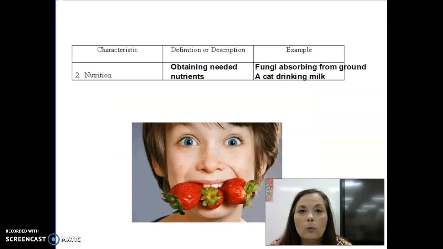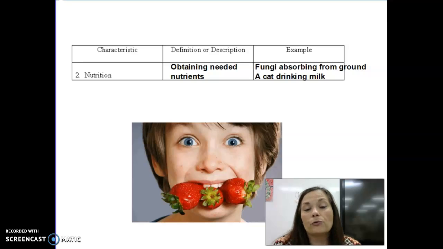All right, the second one is nutrition. Every living thing has to find nutrition somehow. So obviously for us and your dogs and your cats and things like that, it is eating. But not all things specifically put food in their mouths, right? Think about like a mushroom. A mushroom absorbs all of its nutrients from the ground. It decomposes things, okay? So nutrition, you have to have energy.